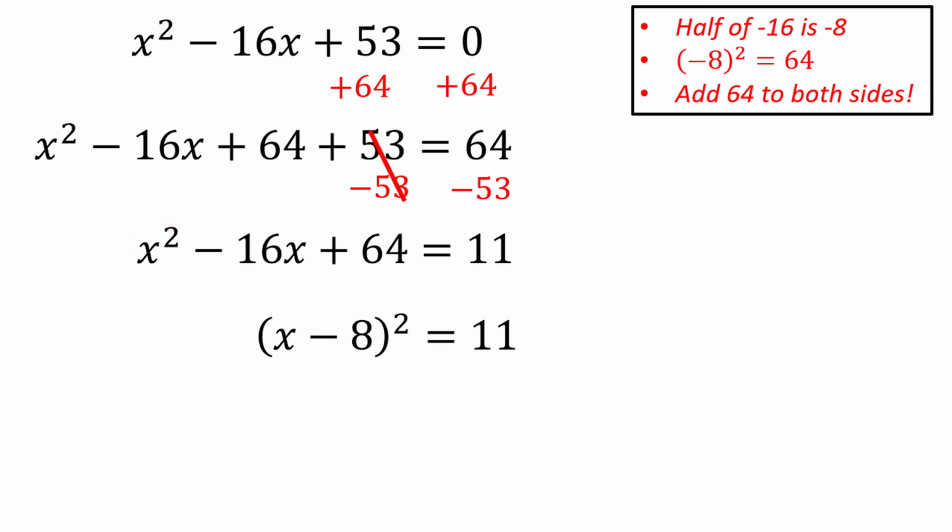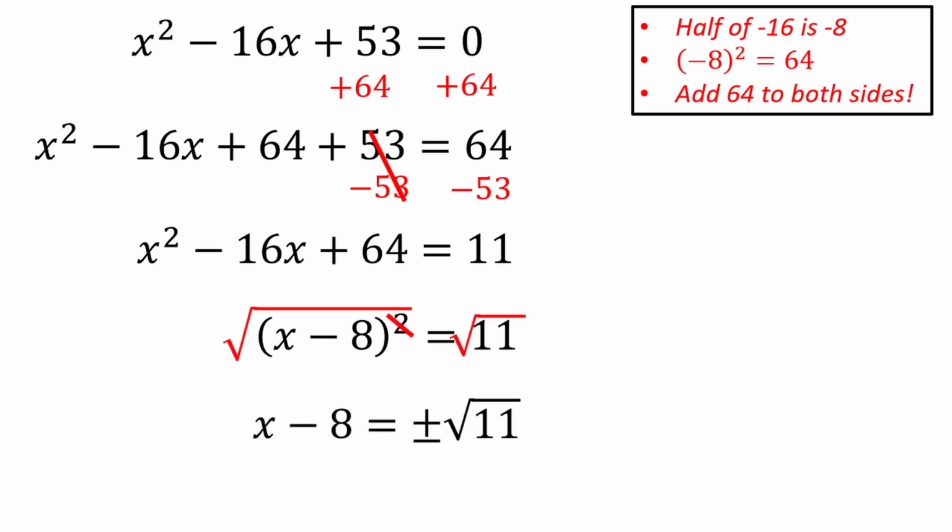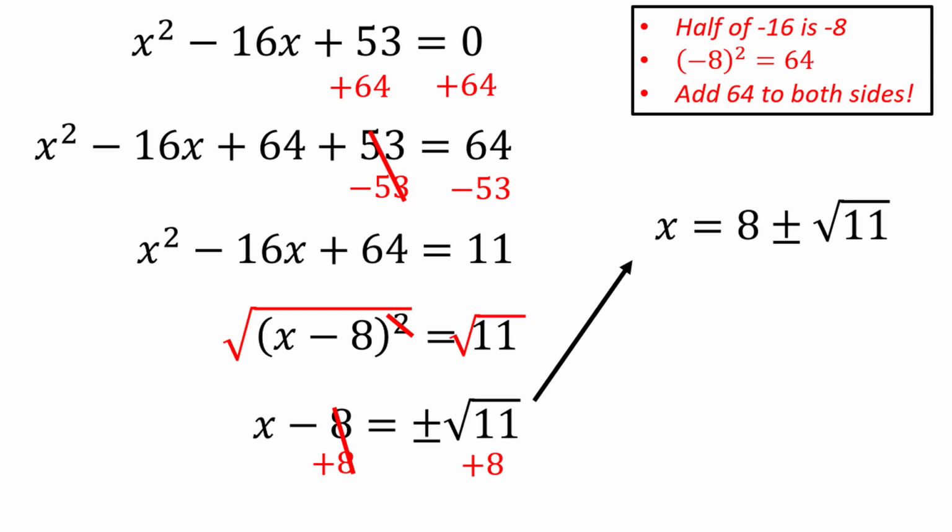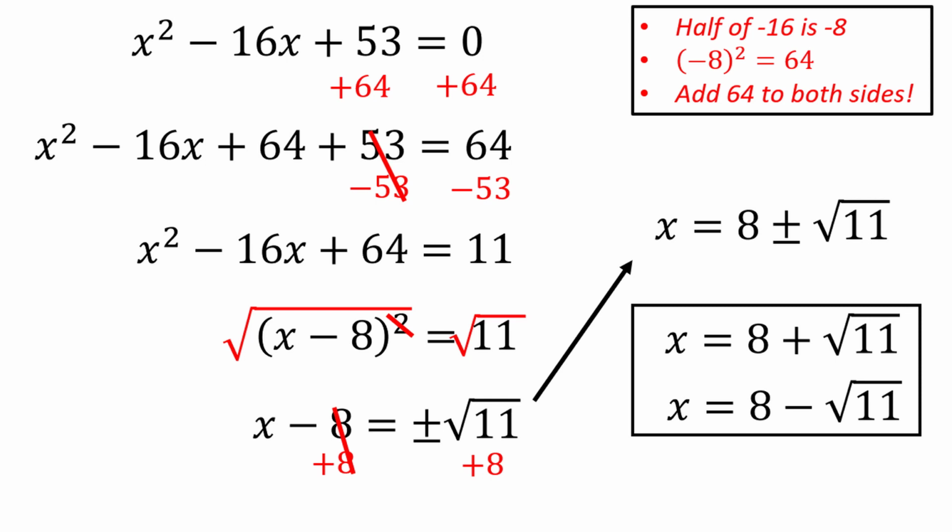Now, we can solve this by taking the square root of both sides to get x minus 8 is equal to plus or minus the square root of 11. Adding 8 to both sides, we get x is equal to 8 plus or minus the square root of 11, meaning our two answers are x equals 8 plus the square root of 11 and x equals 8 minus the square root of 11.